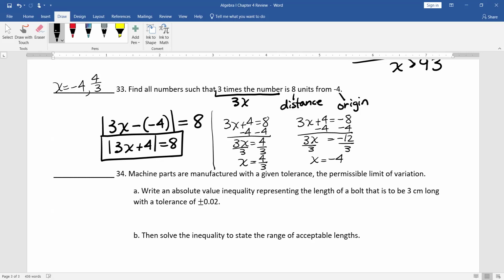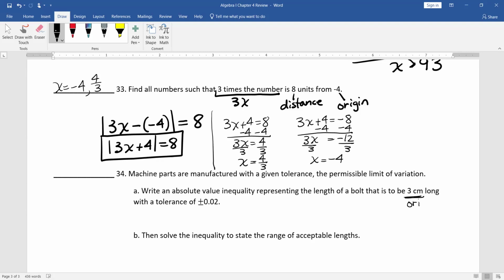So in this case, we want to write an absolute value inequality representing the length of a bolt that is to be 3 centimeters long, with a tolerance value of plus or minus 0.02. Now, if you understand this concept, you can do this in your head. You know that this bolt is allowed to be 3.02 centimeters or 2.98 centimeters. Like it can be both of those and it will still be long enough to fit. But we want to see how you would calculate that, because most of the time when you're doing these, they're not that simple. All right, so we know that our perfect size for this bolt is 3 centimeters.